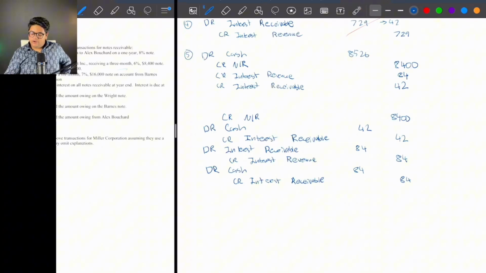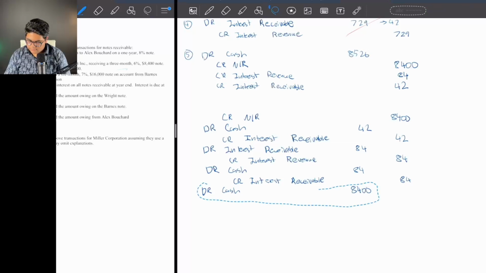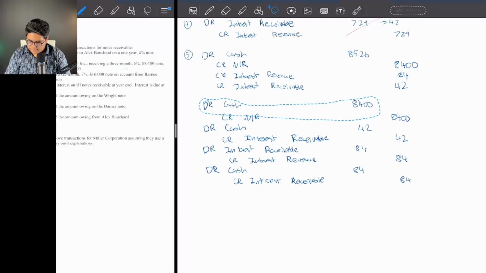Cool. So now that we know our interest is taken care of, we need to take care of this credit notes receivable. Now we have already taken care of the interest payments. Now we need to take care of the actual payment for the note. So what we can do is just debit cash 8,400. We just separated the cash in terms of note value and the interest payment. And again, just to make things look nicer, I'm just gonna move this cash up over here.